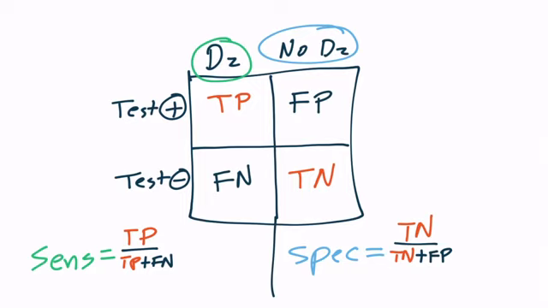So now let's make things simpler. To find the sensitivity, we take the true positive number, which we have written here, and divide that by all who have the disease. For specificity, we take the number of true negatives and divide that by all who do not have the disease. So let's do a question to apply this.